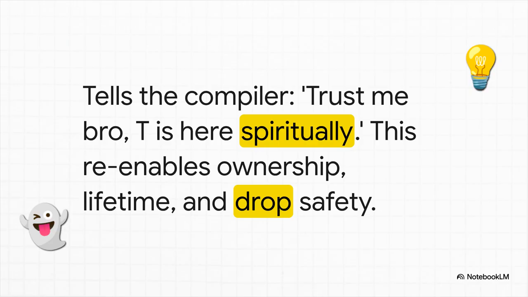Without this little ghost, the compiler might get a little lazy. It might relax its famous safety checks because, from its perspective, that generic type isn't actually being used. PhantomData is basically you, looking the compiler in the eye and saying, "Trust me, bro, it's here, spiritually," and just like that, all the powerful ownership and lifetime checks snap back into place.